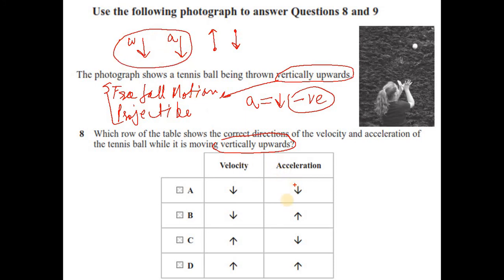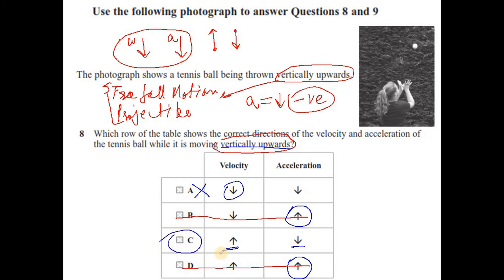So immediately you can ignore option B and option D because of the positive direction of the acceleration. So you could have option A and option C. As they are saying it is moving vertically upward, your velocity is positive, so velocity must have a positive direction. In A, velocity is given downward, which is a negative direction. So not A. Positive velocity, negative acceleration, option is C.